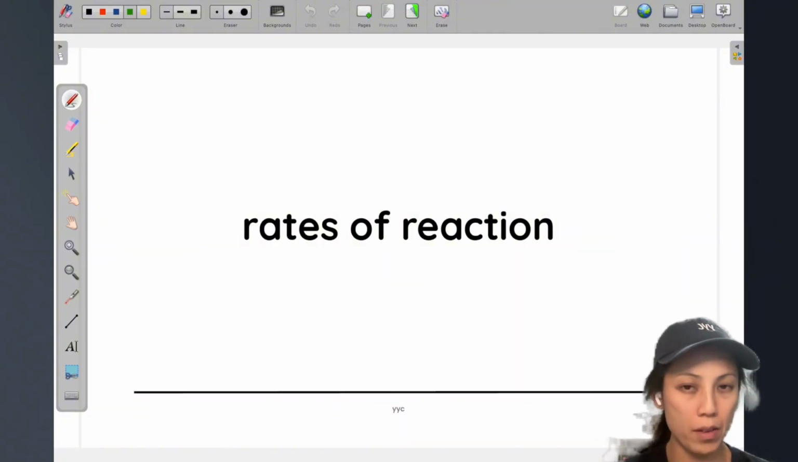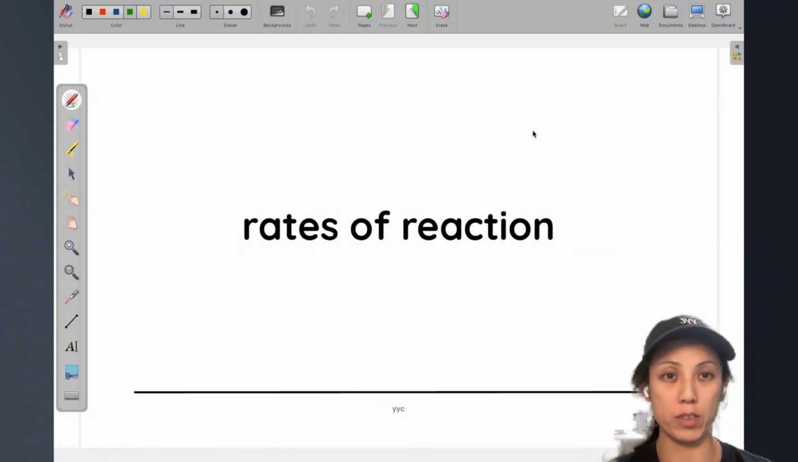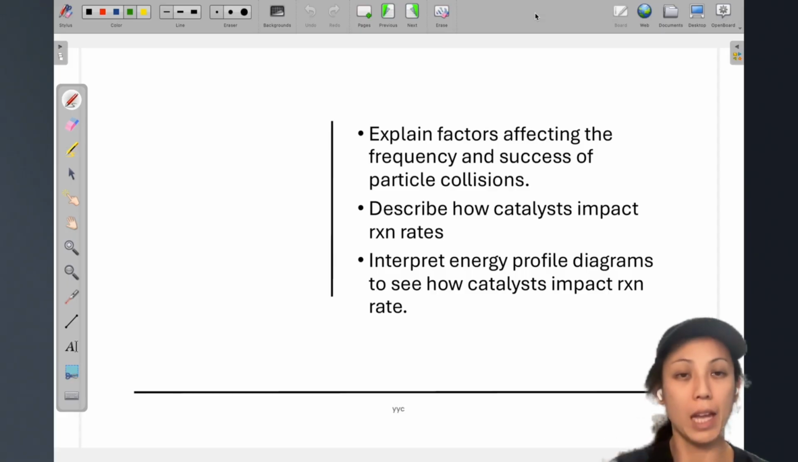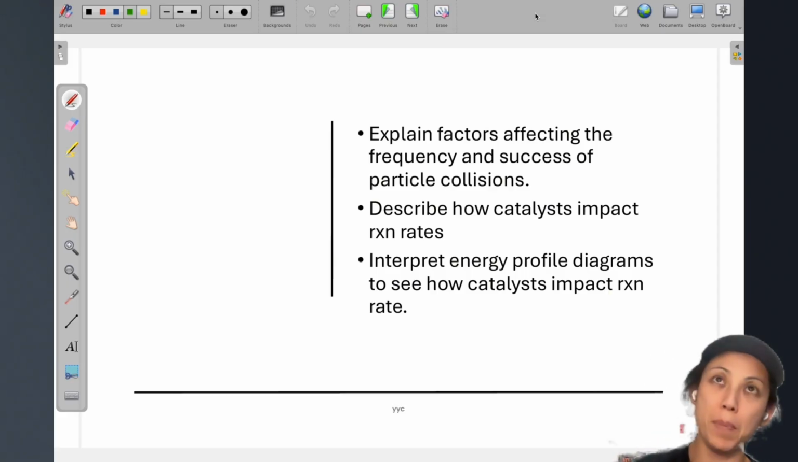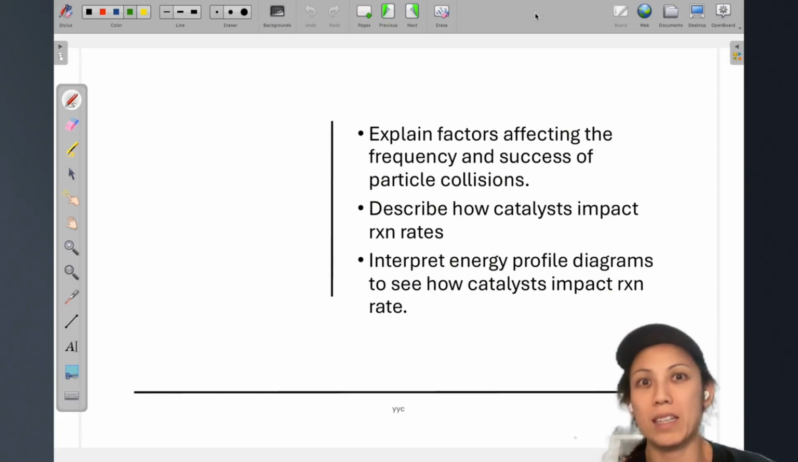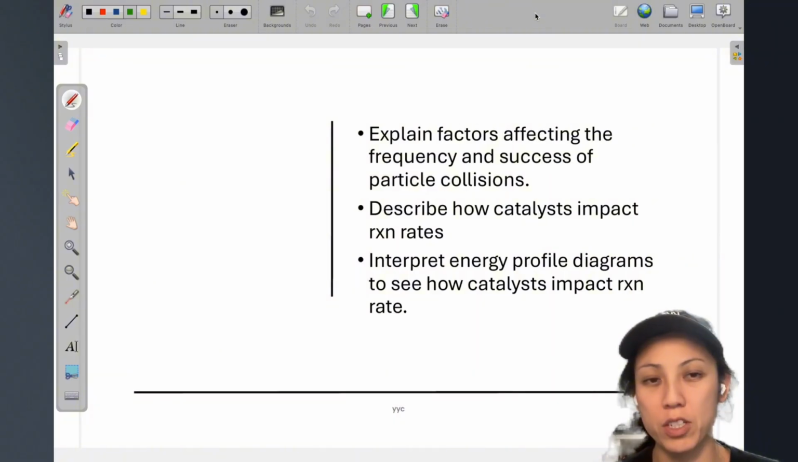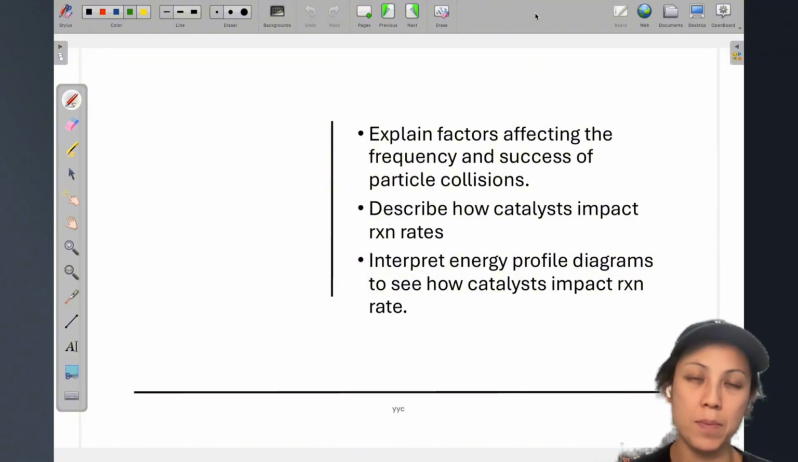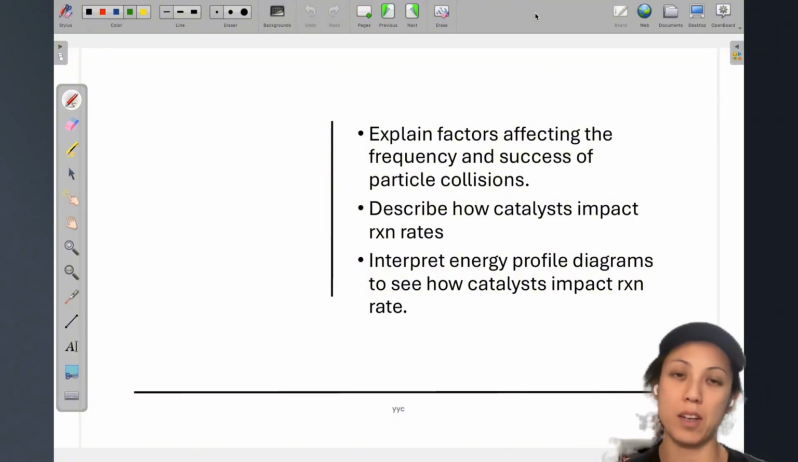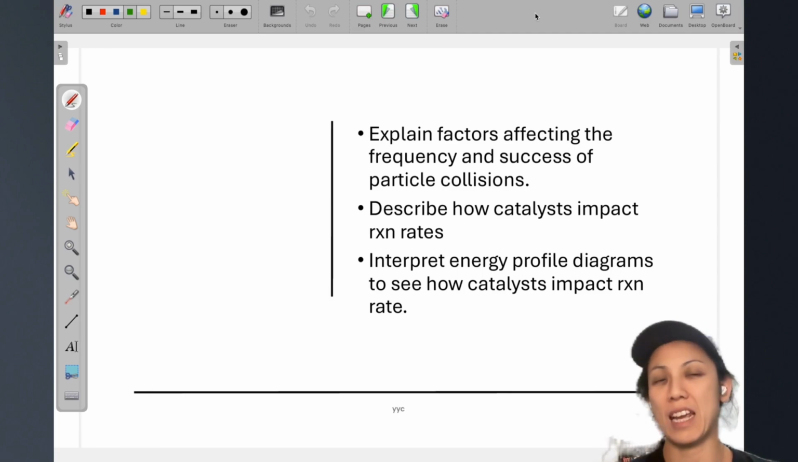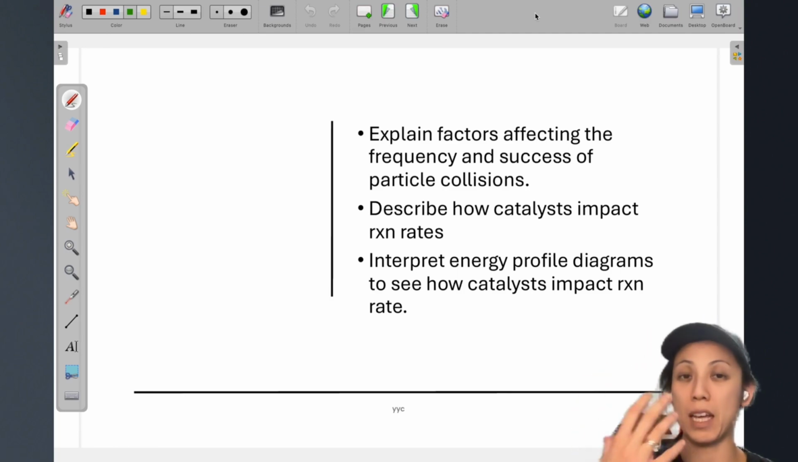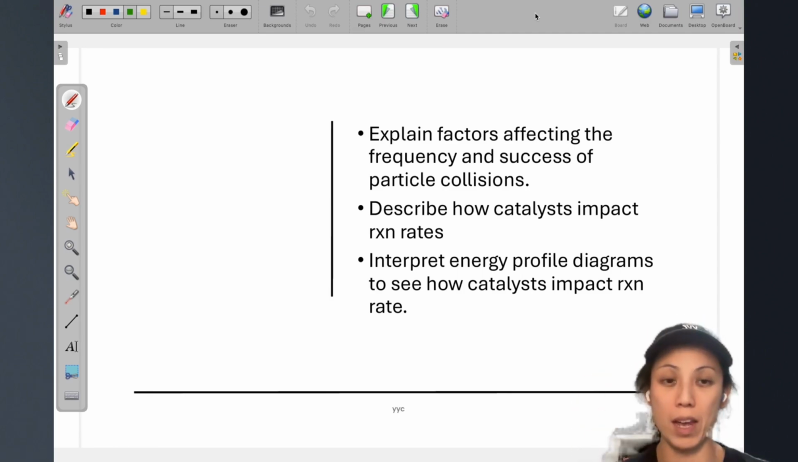Today, we're going to talk about the rates of reaction. Specifically, I want to go through what impacts the rate of reaction and how you actually get a reaction, describe how catalysts impact rate of reaction and other factors that affect it, as well as looking at an energy profile diagram to show you what that looks like when you have a catalyst and when you don't have a catalyst.